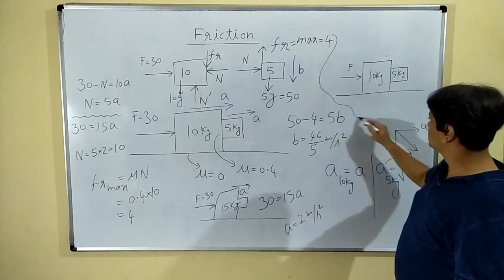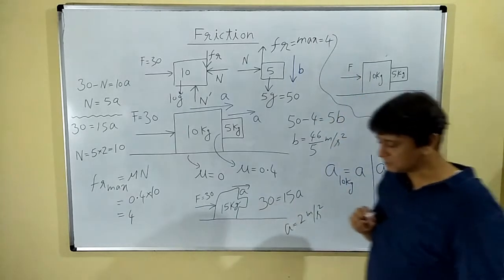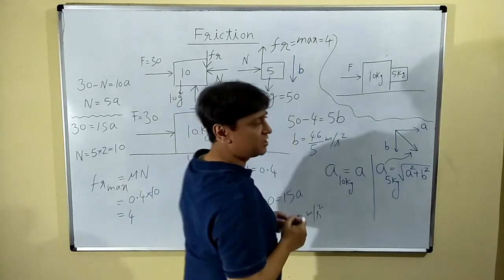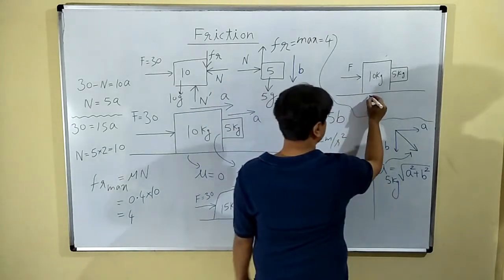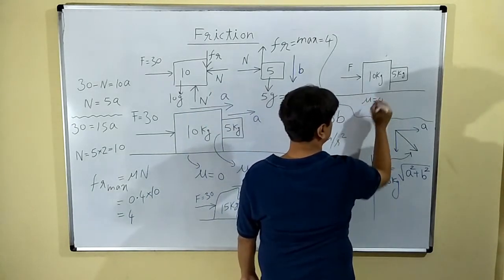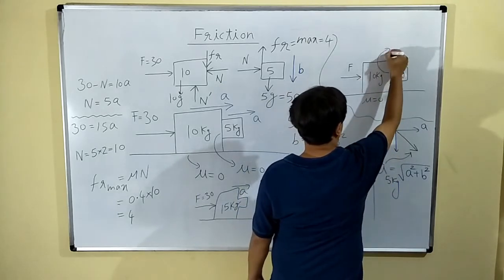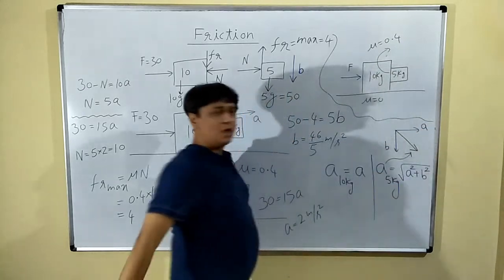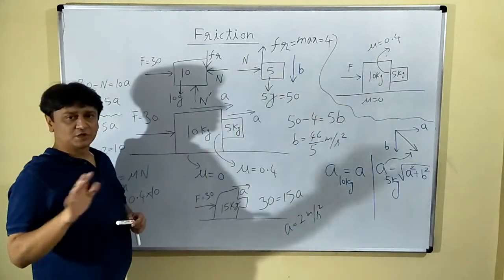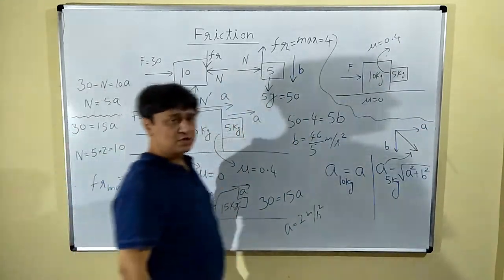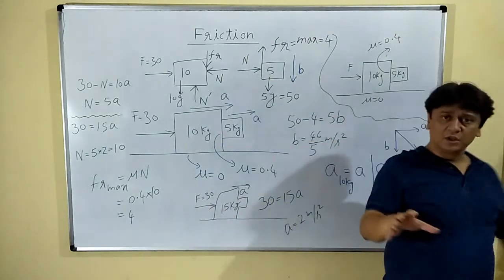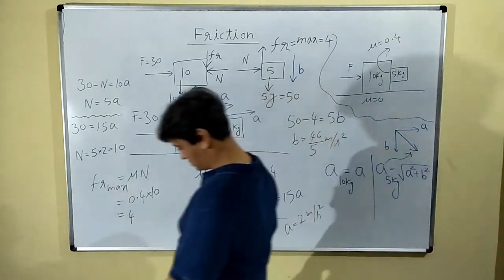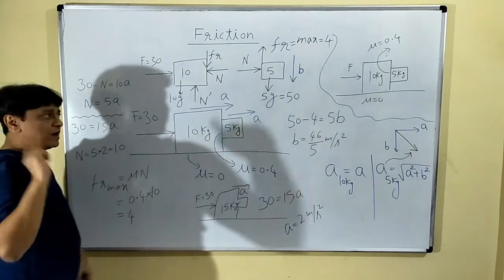What they gave us is that a force is acting on this 10 kg block. There is no friction at this place. Right here, coefficient of friction is 0.4. And question says that a force is acting such that 5 kg is not slipping down. Write down the question.